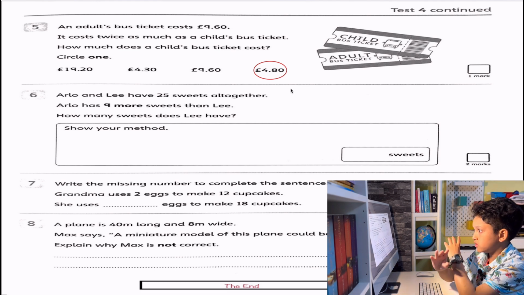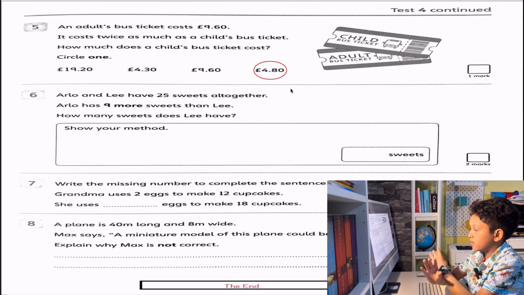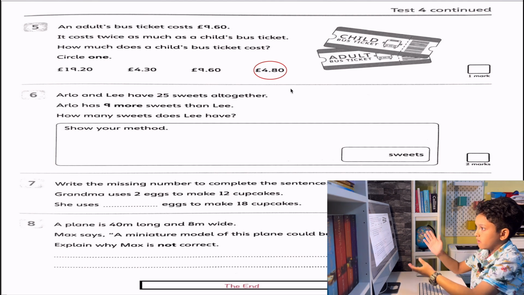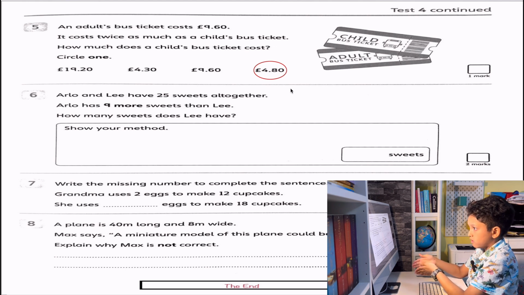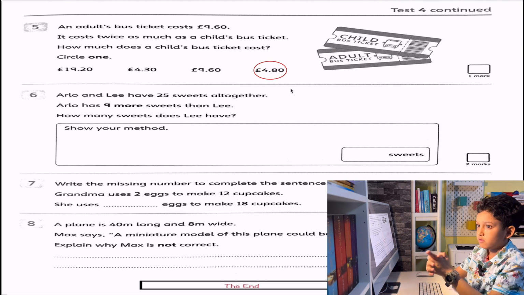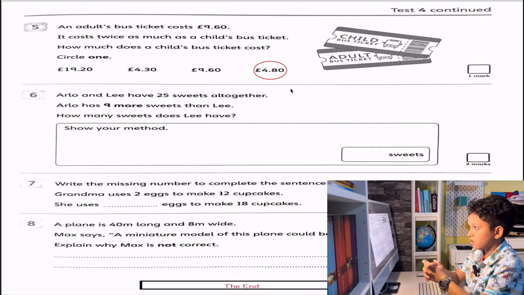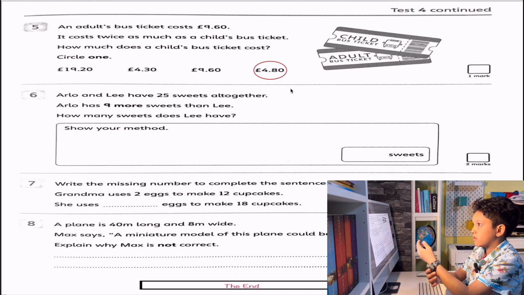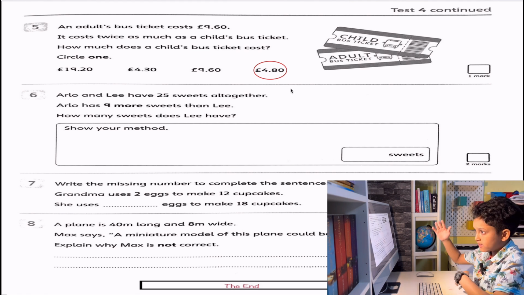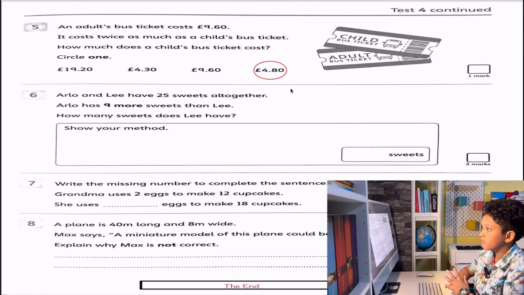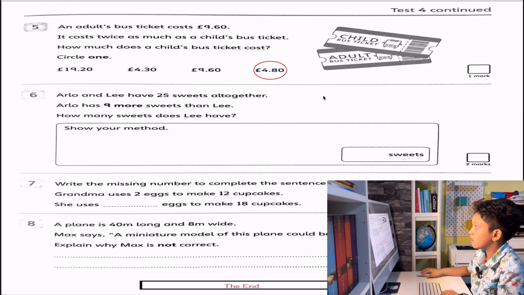The x, which is how much more someone has than the other person, take away 1, is the thing. And then when you're trying to find out with the x plus 8, which for us will be 17. 17 plus 8 is 25. And what did it say? Arlo and Lee have 25 sweets altogether. So let me write that down.